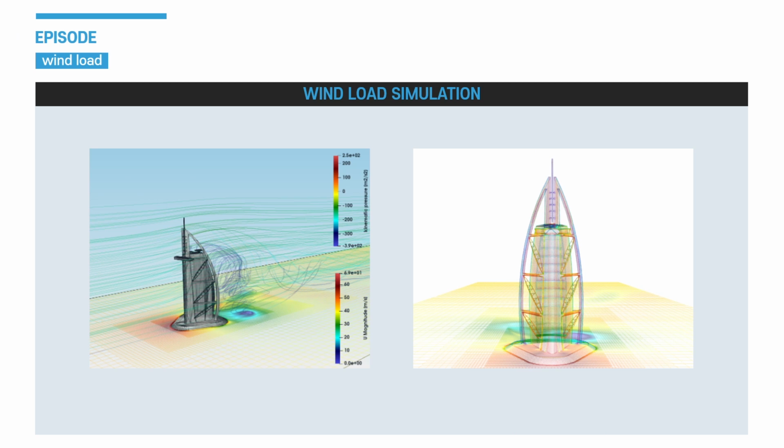Burj Al Arab was no exception. Being a 321-meter tall skyscraper, structural engineer Anthony McCarter was also facing problems with wind loads.